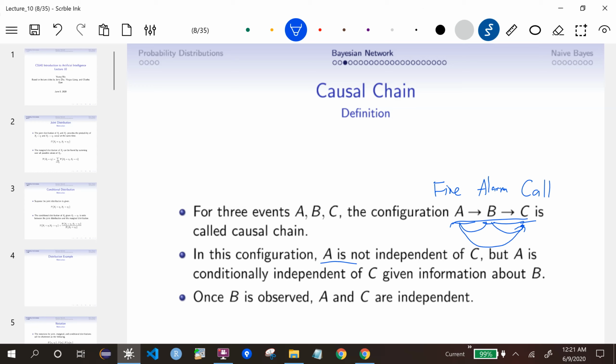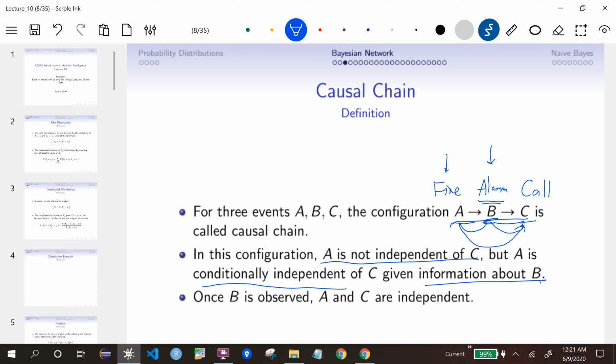So A is not independent of C. They are related, but they are only related because of this link B. So if we know B already, A should be conditionally independent of C. So given that the alarm sounded, whether your neighbor calls is not related to whether there's a fire, because we already know that the alarm sounded.